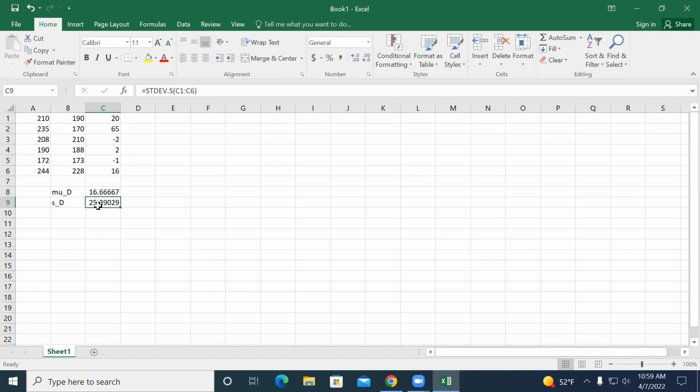So let's keep this in mind. Mu D was 16.67 and SD was 25.4, basically. So hit stop share. I'm going to turn this on and share this over here in a second. Let's see, is it on now? No, can't see it yet. And I'm on.